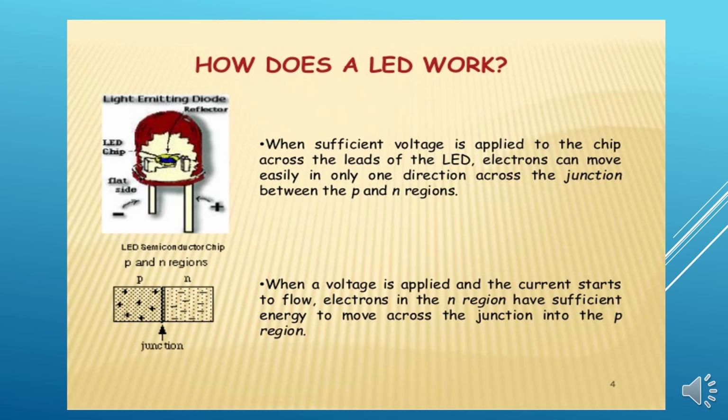Let's talk about the working of an LED. When sufficient voltage is applied to the chip across the leads of the LED, electrons can move easily in only one direction across the junction between the P and N regions. When a voltage is applied and the current starts to flow, electrons in the N region have sufficient energy to move across the junction into the P region.